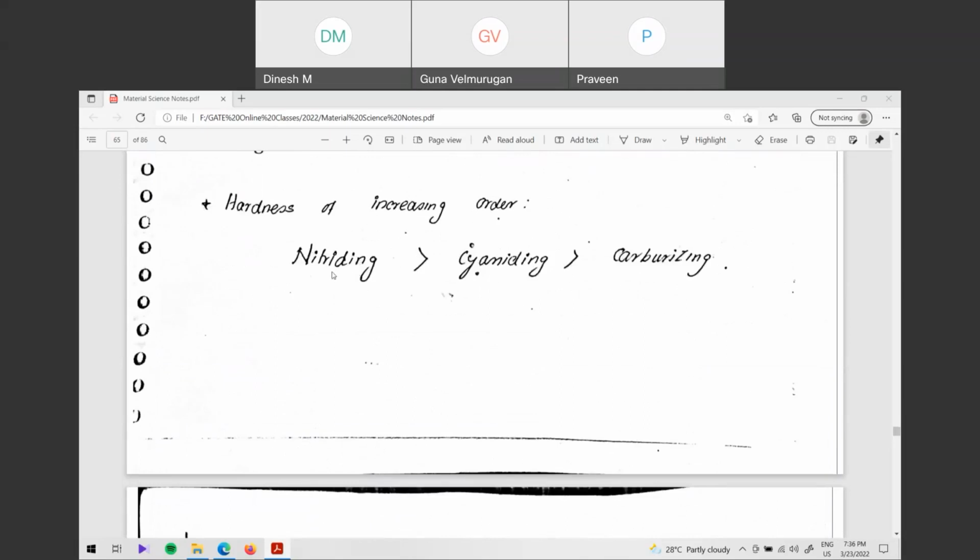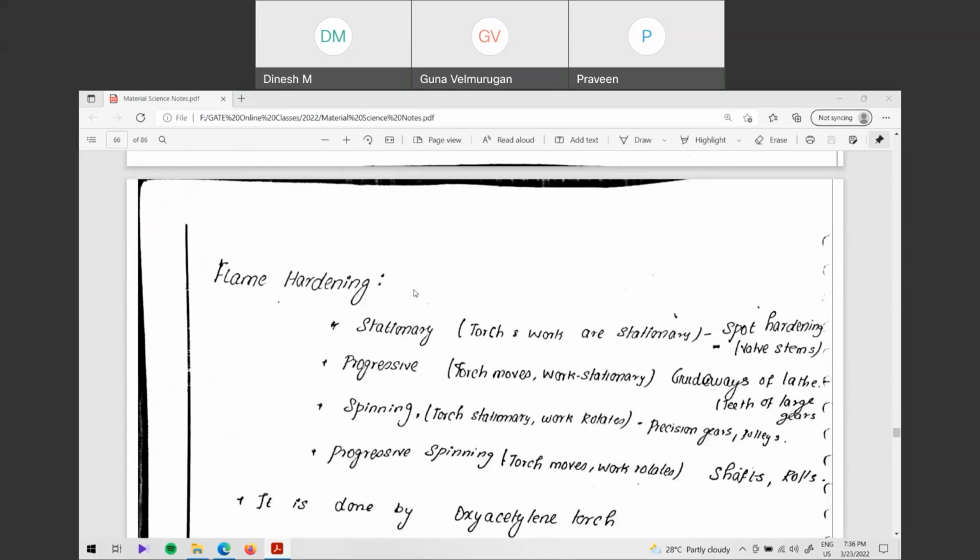Please remember this. Nitrogen is having bigger atom size than the carbon, right? Bigger atom size, so more hardening. Nitriding is having more hardness than cyaniding, then carburizing. Okay, fine. Now flame hardening.